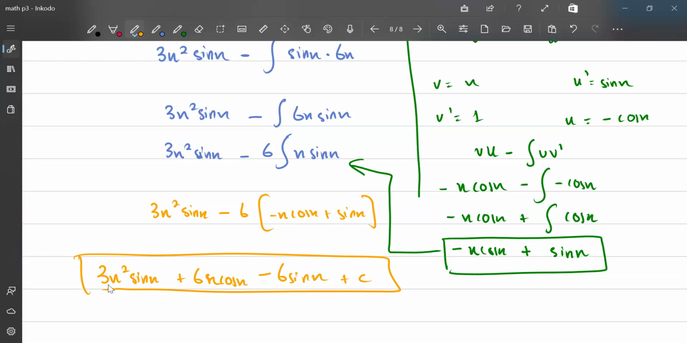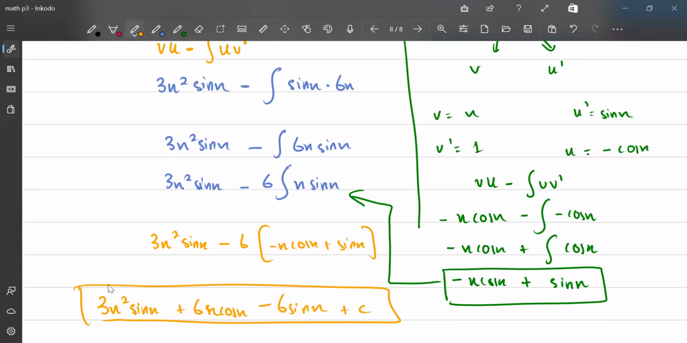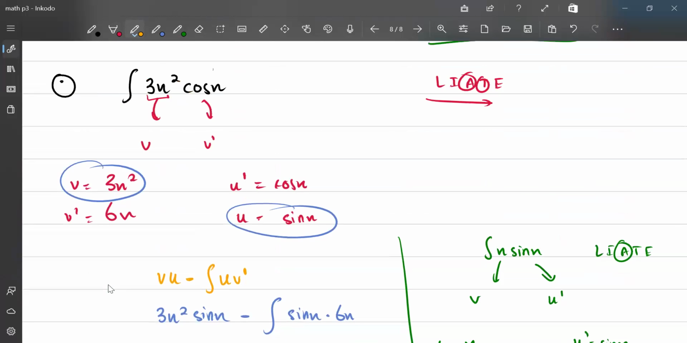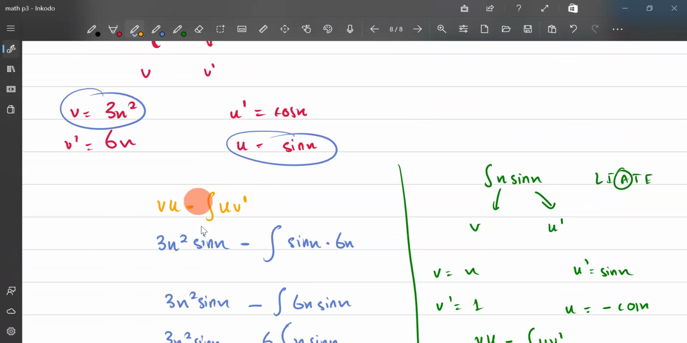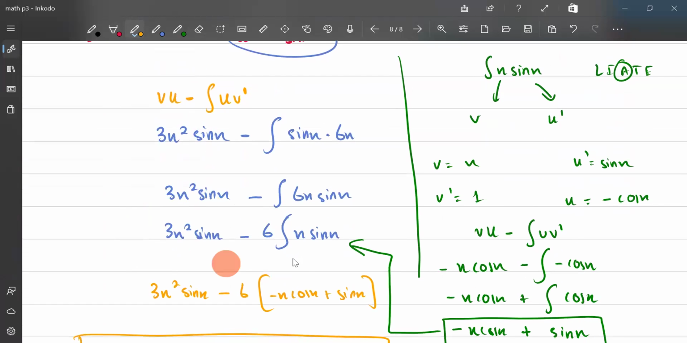So nothing new happened here. This is exactly the same approach as in the previous question we did. But again, let's recap it. We encountered a question, and we identified that since there exists no relationship between the two multiplying terms, we have to apply LIATE. We identified v and u dash, and we applied the formula, and this is what we ended up with. And then we identified that in order to integrate this, LIATE needs to be applied once again because there exists no common relationship between them.